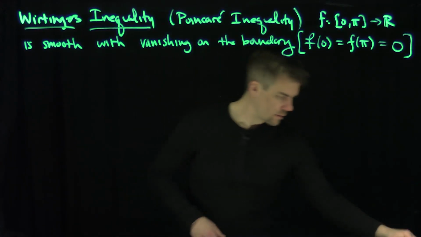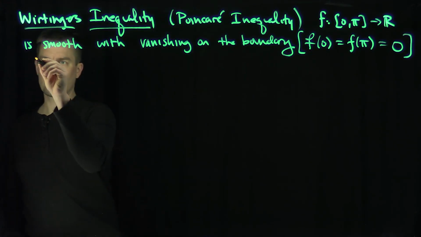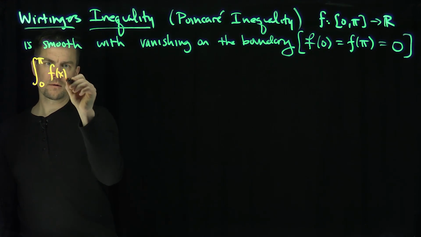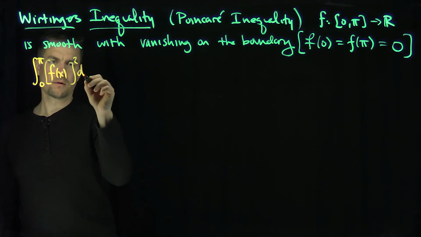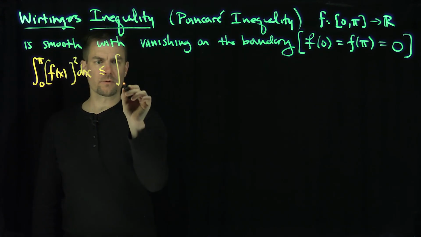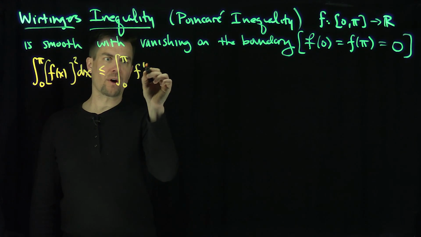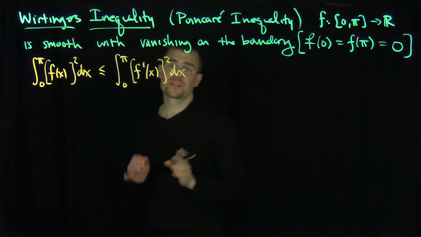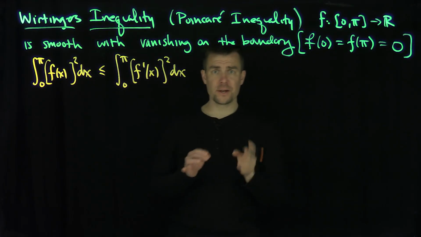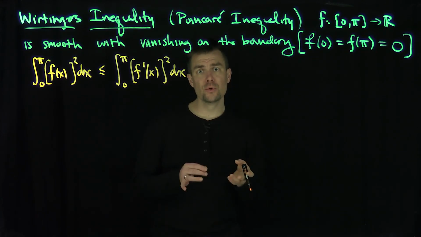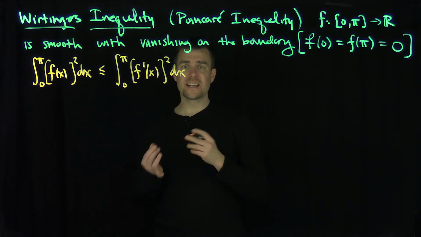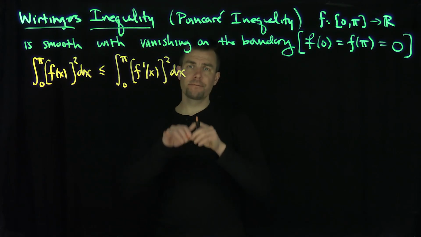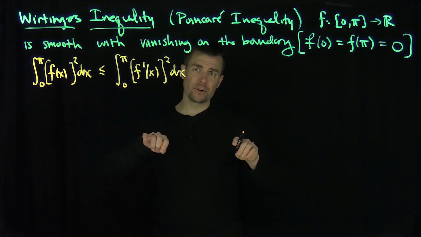Then we have that the integral from 0 to pi of f of x squared is less than or equal to the integral from 0 to pi of f prime of x squared dx. So if we put this in the parlance of LP space theory, this says that the L2 norm of the derivative exceeds the L2 norm of the original function as long as the function is smooth and vanishes on the boundary of the region, right?